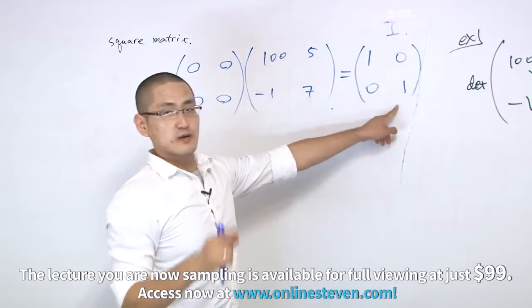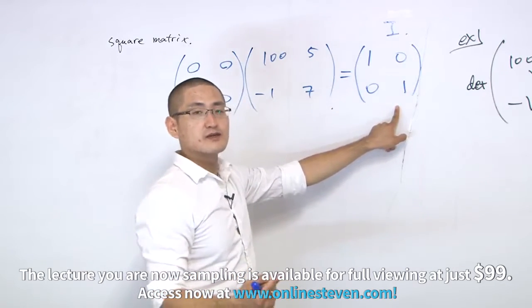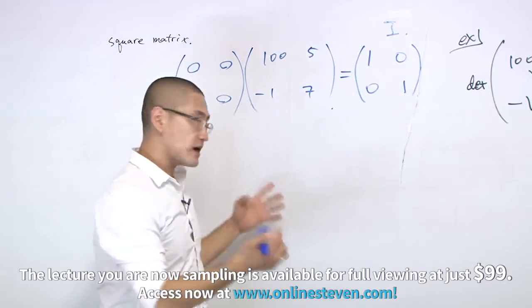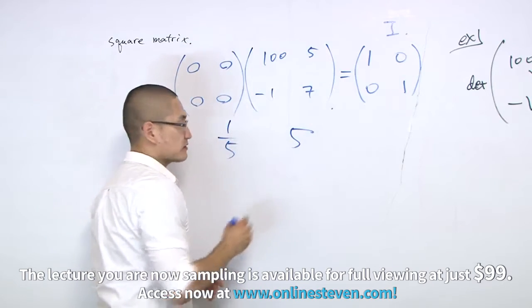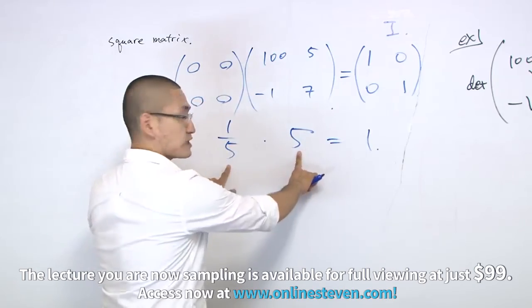It works like 1 in real numbers. Whenever you multiply any number by 1, you still get that number, right? Or when you multiply 5 by 1 over 5, if you multiply them together, we get 1, right? So we call these each other's multiplicative inverse.